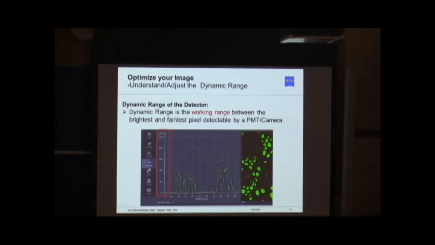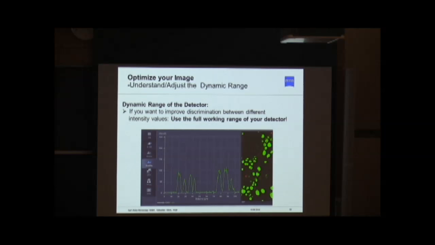And this histogram, as I told you, reflects how much of the dynamic range of the detector is used. And to clarify what dynamic range of the detector actually means, it is nothing else than the working range of the detector between the lowest signal that the detector can detect and the brightest signal before the detector is saturated.